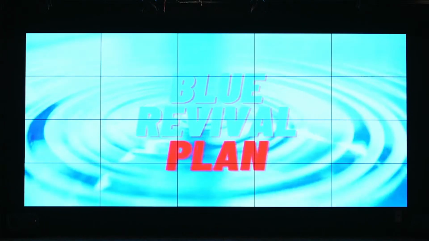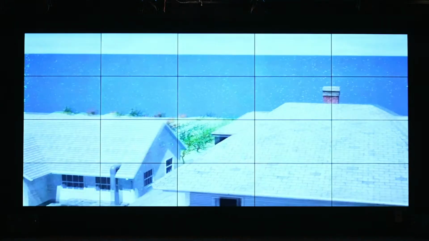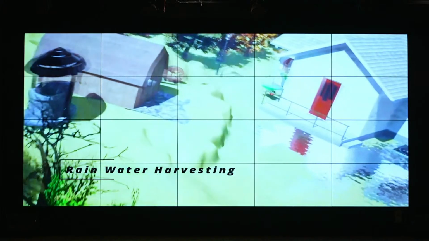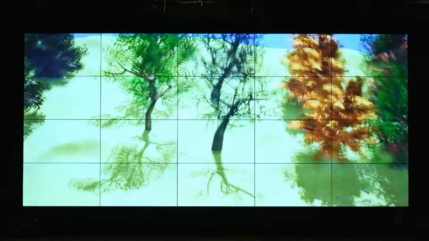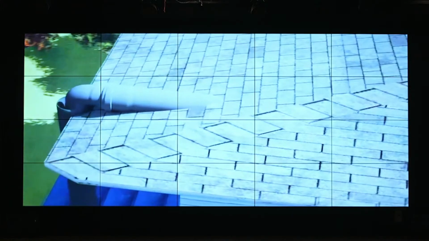Blue Revival Plan. When the skies open up, we often rush for shelter, but forget to shelter the water itself. Rainwater, pure, life-giving, often drains away, wasted before it can even touch the earth.